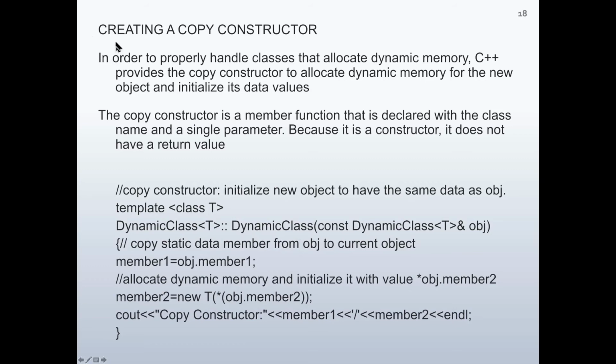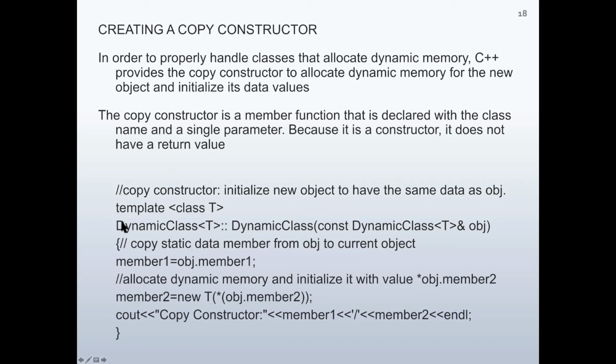Now we will consider the implementation of the copy constructor. In order to properly handle classes that allocate dynamic memory, C++ provides the copy constructor to allocate dynamic memory for the new object and initialize its data values. The copy constructor is a member function that is declared with the class name and a single parameter. Because it's a constructor, it does not have a return value. This is the command saying that copy constructor initializes the new object to have the same data as obj.